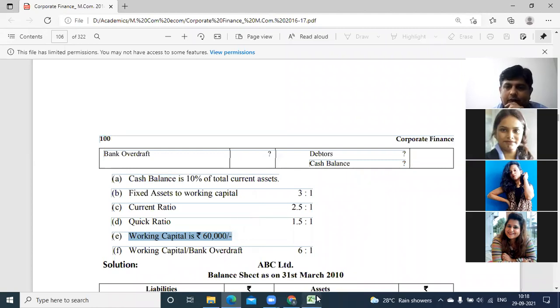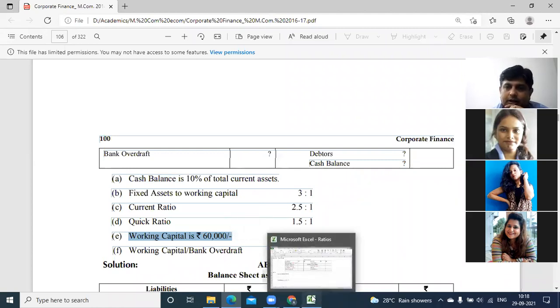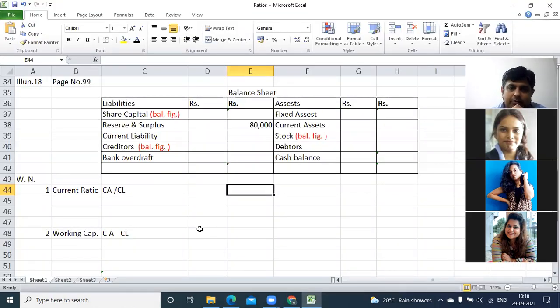And what is the meaning of working capital? Current asset minus current liability. Yes or no? What is working capital? Are you aware? Yes, sir. Current asset minus current liability. I will start my journey from there because यहाँ पे ये चीज दिया हुआ है.